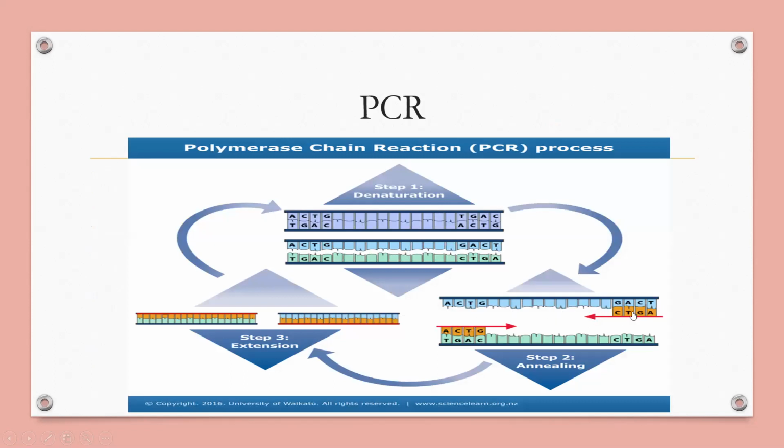Look at here. First, this is the DNA strand, same. Step two, in this step, annealing. The primers add with the DNA fragments. Look at here. Guanine binding with the cytosine, adenine binding with the thymine, cytosine binding with the guanine, thymine binding with the adenine. Look at here, same. Adenine binding with the thymine, cytosine binding with the guanine, thymine binding with the adenine, guanine binding with the cytosine. This is the annealing step.